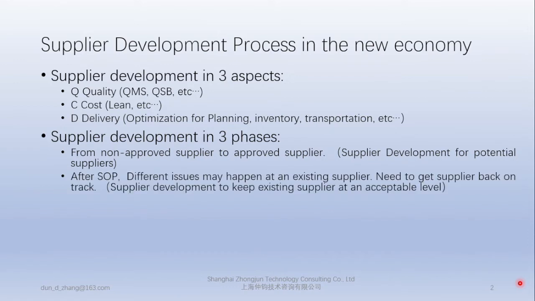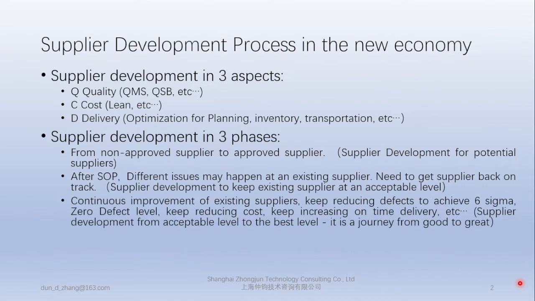The second one is after supplier approval. After start of production, different issues may happen at this supplier. So we need to get this supplier back on track. It is kind of also supplier development to keep the existing supplier at an acceptable level.